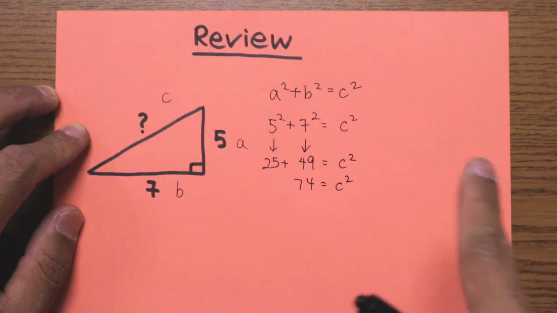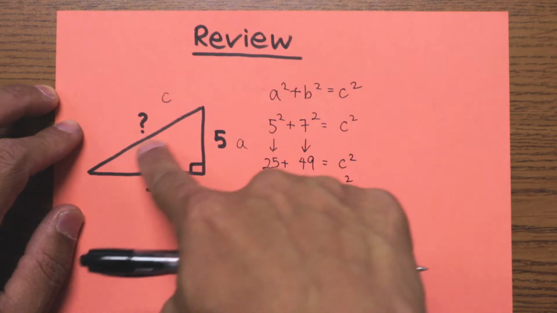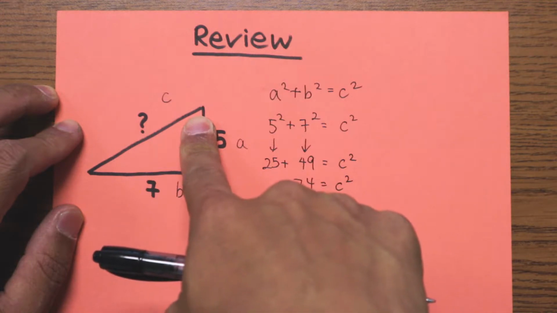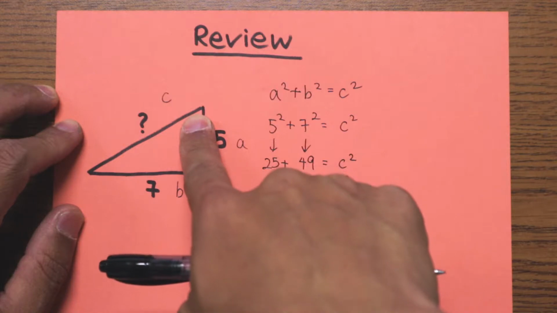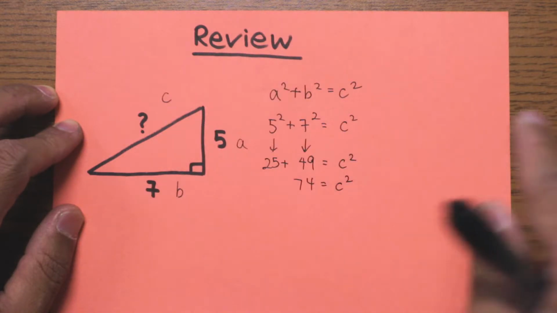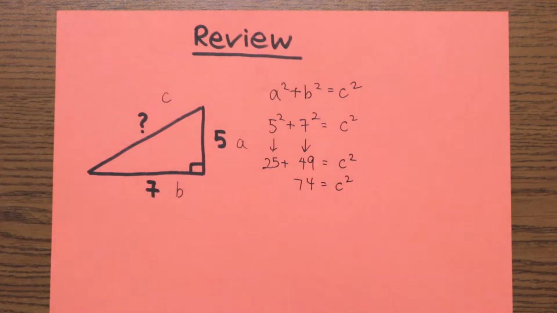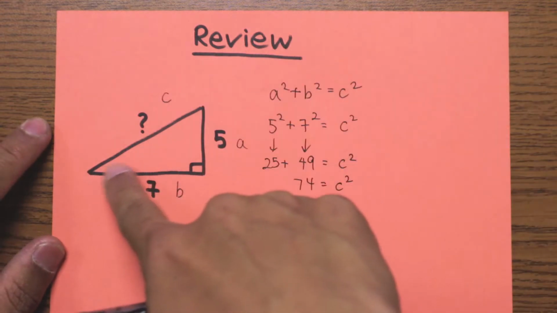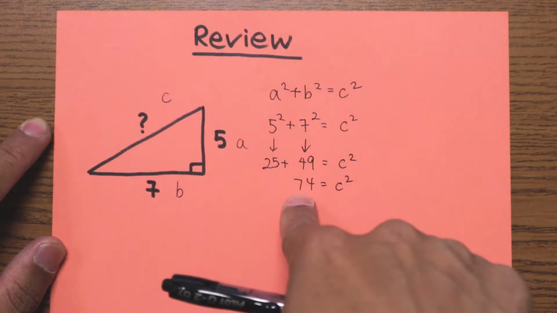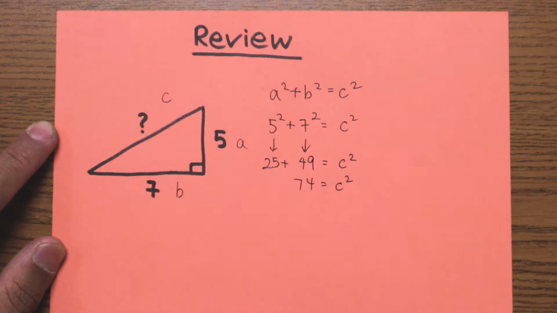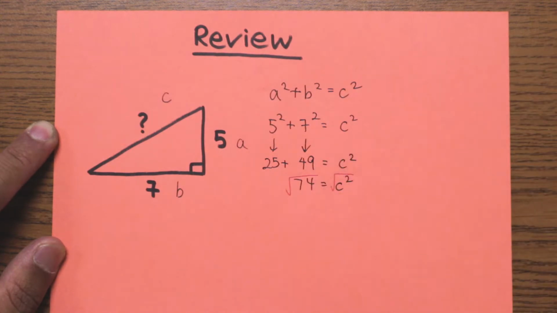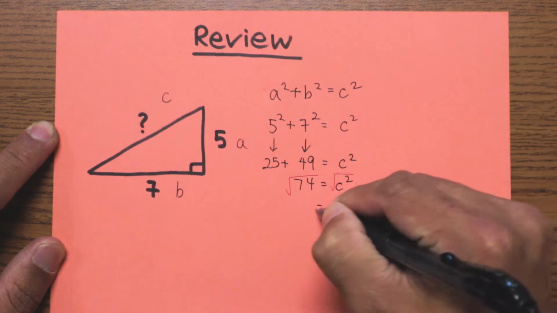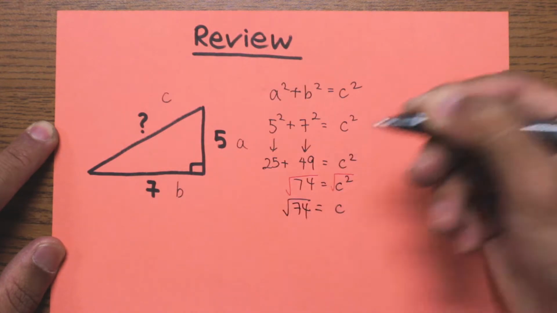Now remember, your answer is not 74 because this line looks too short to be 74 units long. If this is 7 units, this is going to be just a little bit above 7. It's just a tad longer. It's not going to be as extreme as 74 units long. So the opposite of square is going to be square roots, like this. So that means your C is going to be the square root of 74 units long.